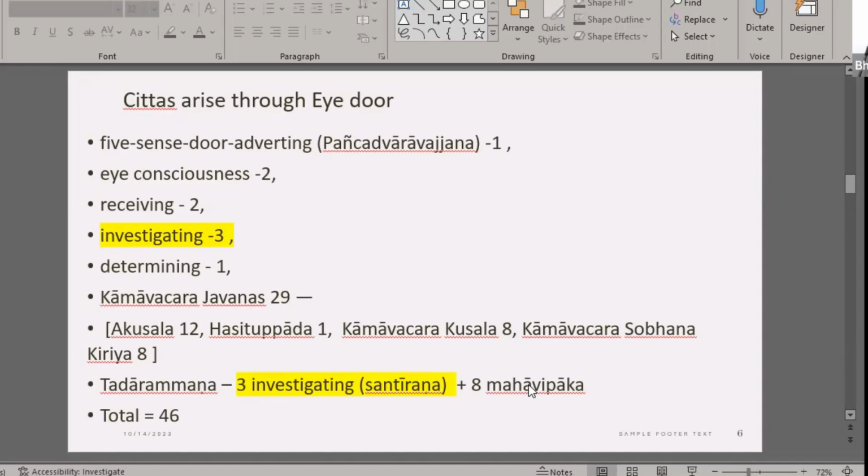Then Tadarammana, we have to exclude investigating. Why? Because we already added investigating in the investigating section. Therefore here at the end, we have to add only 8 Mahavipaka. Altogether, how many? 46. 1, 2, 2, 3, 1, 29 plus 8. Altogether, 46.